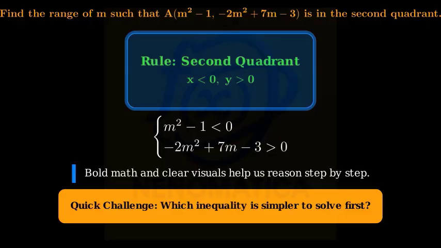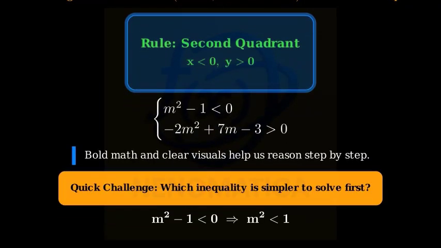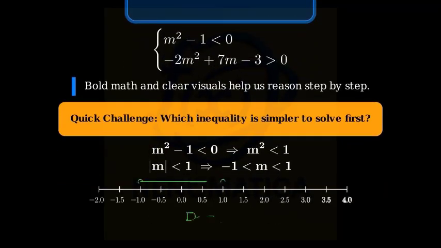Step 2. We solve m squared minus 1 less than 0. Move the 1 to the right to get m squared less than 1. This means the absolute value of m is less than 1, so negative 1 is less than m, which is less than 1. Illustrate this on a number line.